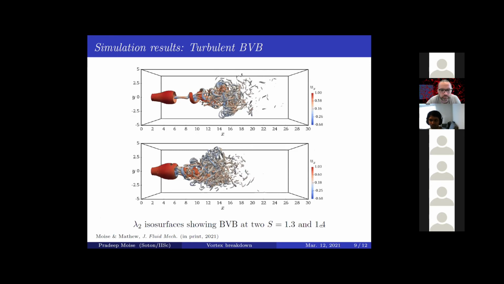cases, a swirl number of 1.3 and 1.4. I'm showing the lambda 2 isosurfaces here. Again, characteristic of the bubble form, you have an ellipsoidal recirculation zone and a spiral structure downstream. And here for the highest swirl, you can see that the flow is already transitioned to turbulence within the recirculation zone associated with the bubble form of vortex breakdown.